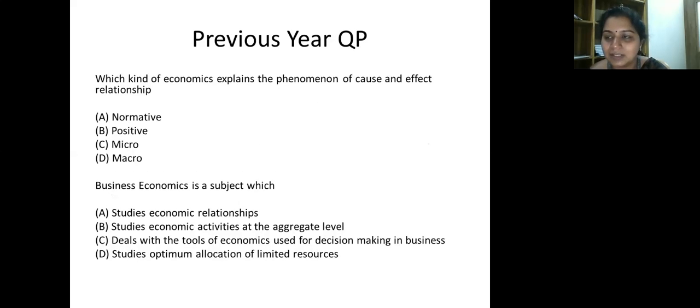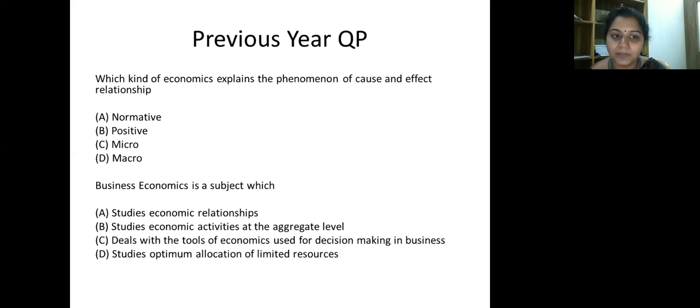I have given two questions from your previous year question paper. The first question is: which kind of economics explains the phenomena of cause and effect relationship? Immediately you will choose normative, but the actual answer is positive. The economics which explains cause and effect relationship is positive. If it includes value judgment, then it is normative science.